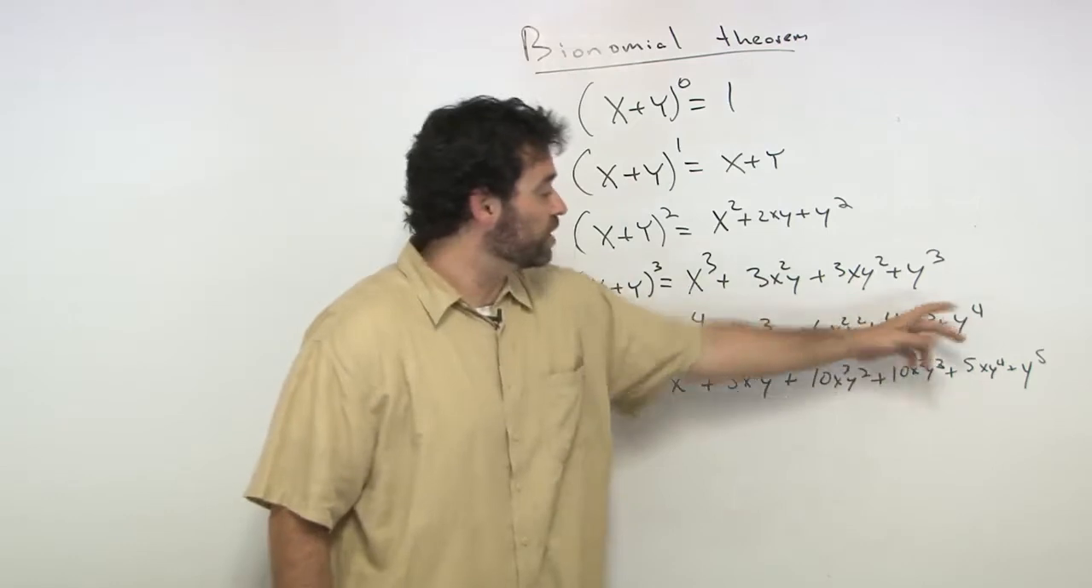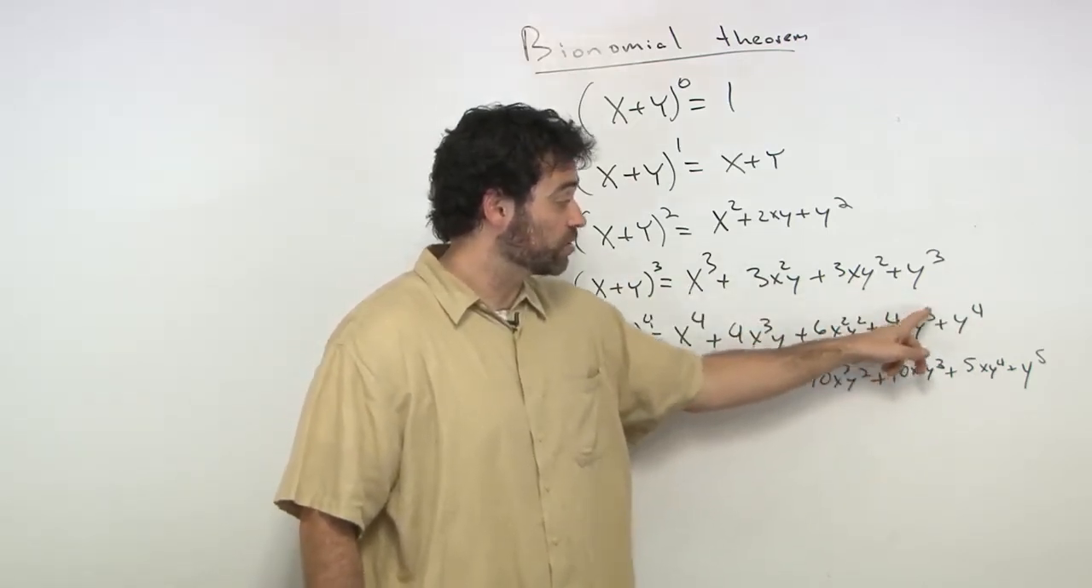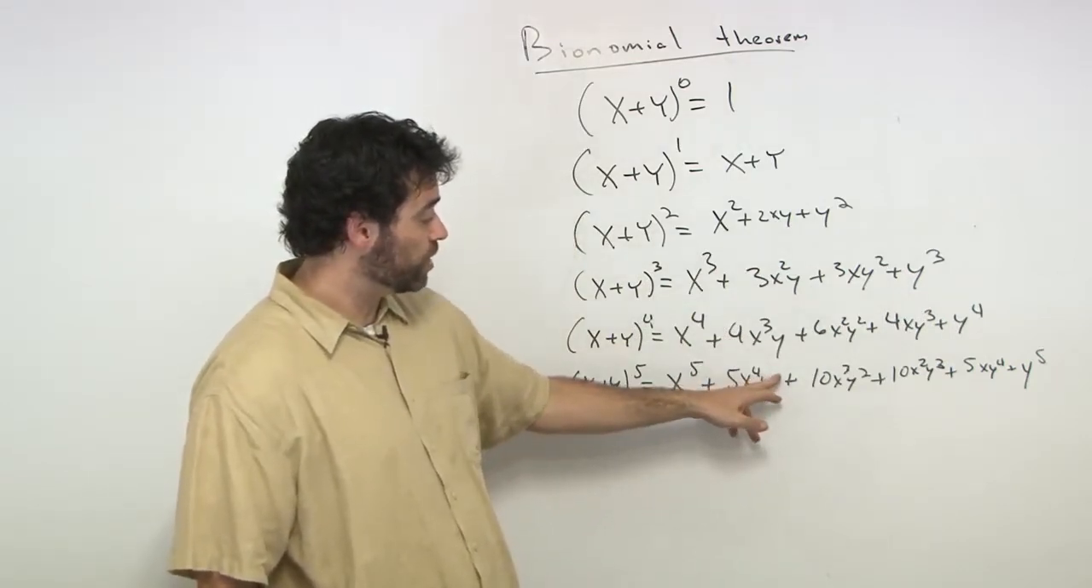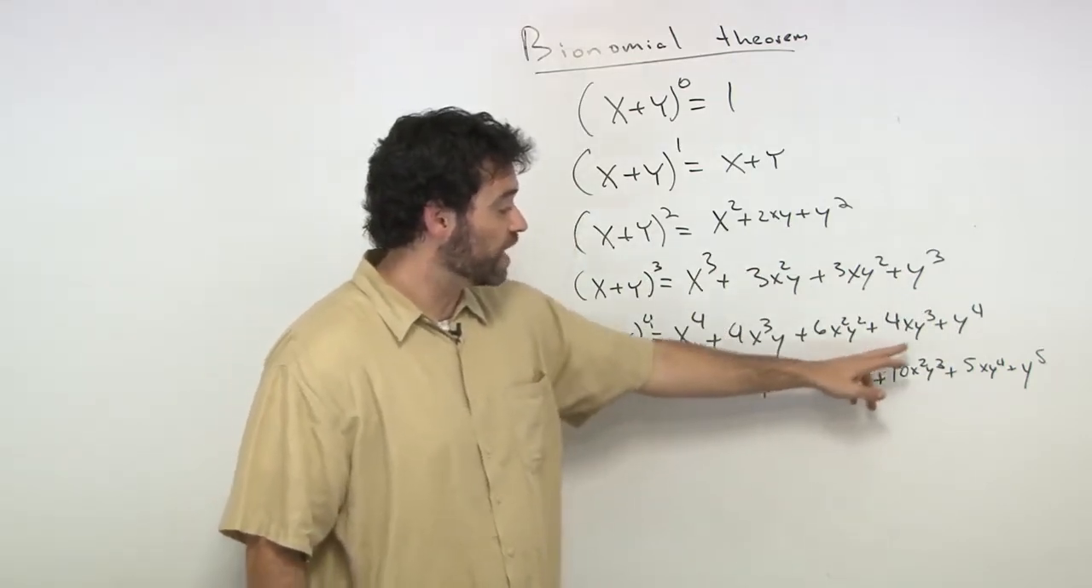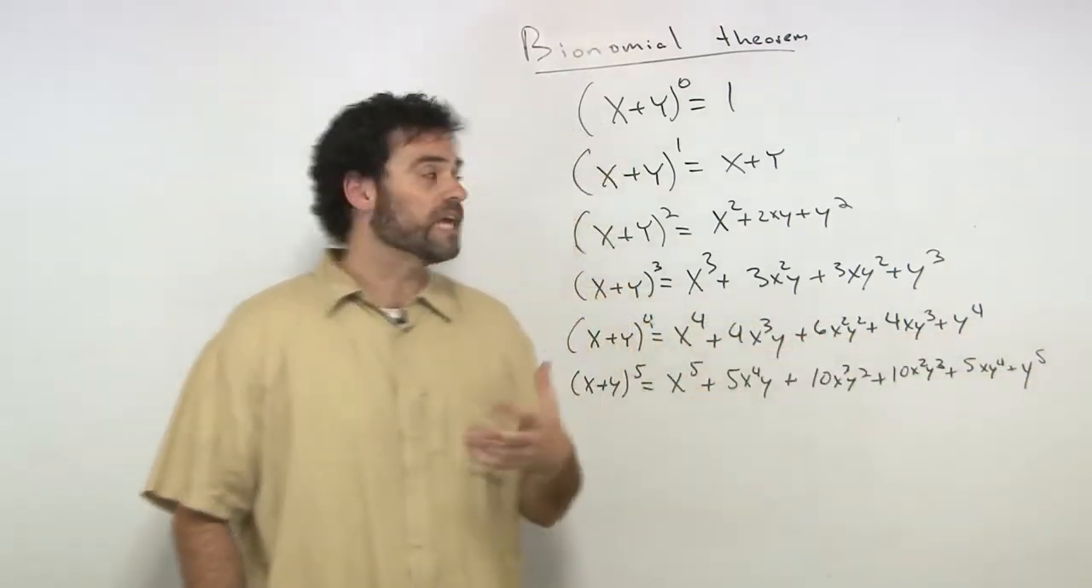So we have 4 on the outside. So we have 3 here, 1 here, 2 and 2 is 4, 1 here, 3 here is 4. The 5th we see it's 4 plus 1 is 5, 3 plus 2 is 5, 2 plus 3 is 5, 1 plus 4 is 5. So we see how the exponents work.